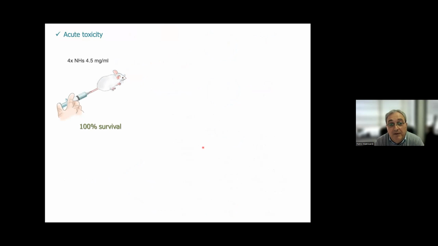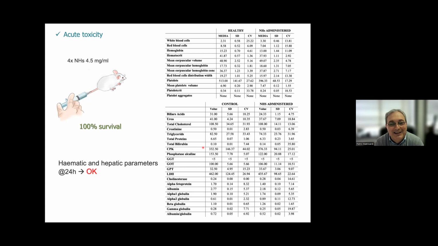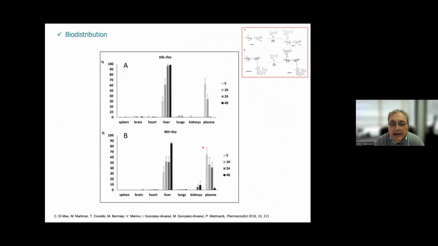These nanoparticles are very biocompatible. We treated mice with a very huge amount of drug, 4.5 milligram per ml, and at the end of the experiments all the mice were still alive, and the hematic and hepatic parameters of the animals were perfect after 24 hours. But even more, if you introduce these nanoparticles in the bloodstream, of course, you have a biodistribution of the nanoparticles.